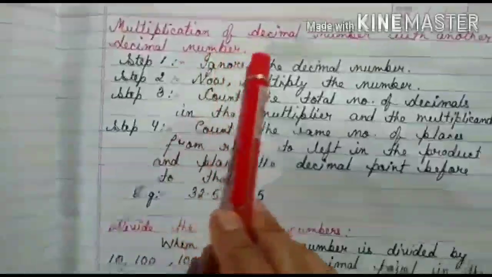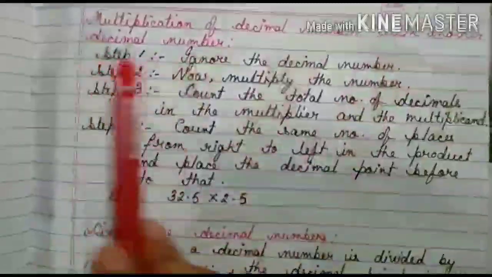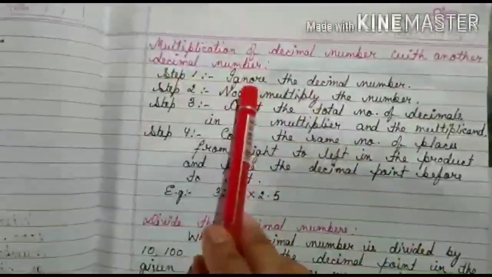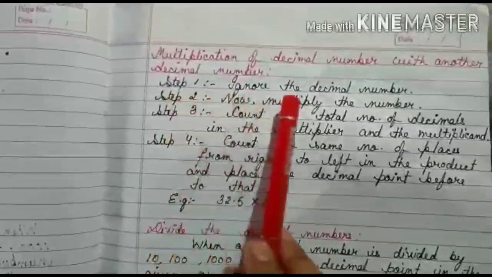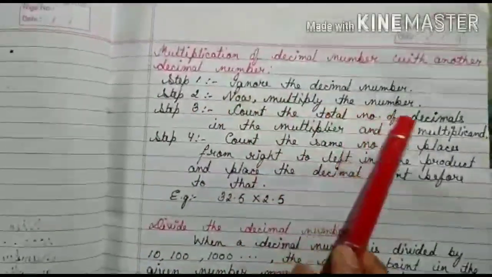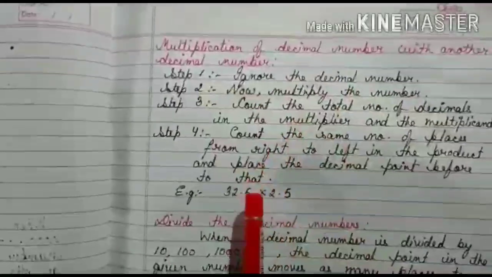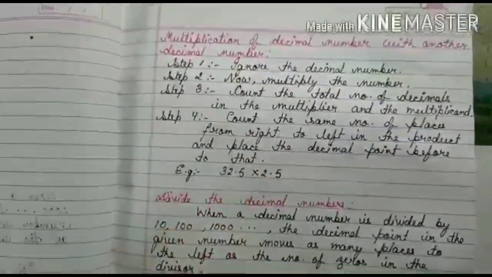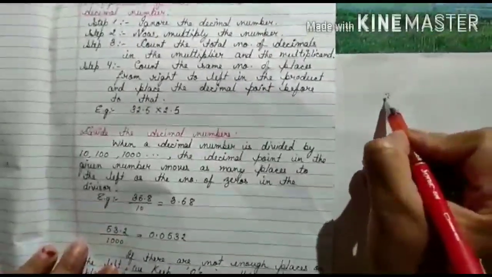Next, multiplication of a decimal number with another decimal number. Step 1, ignore the decimal point. Then step 2, now multiply the numbers. Let's see an example here. Say 36.32.